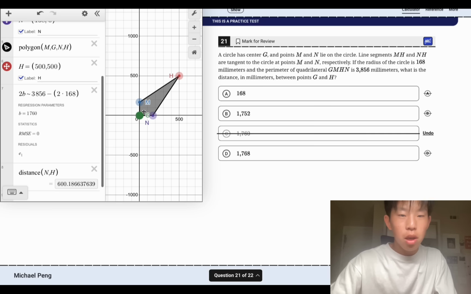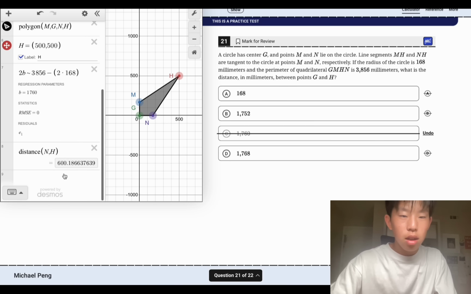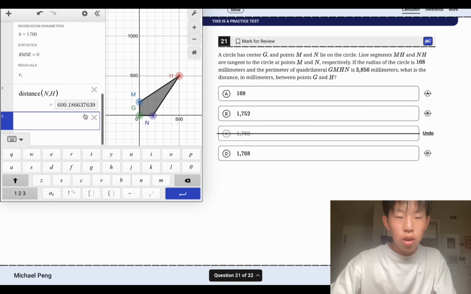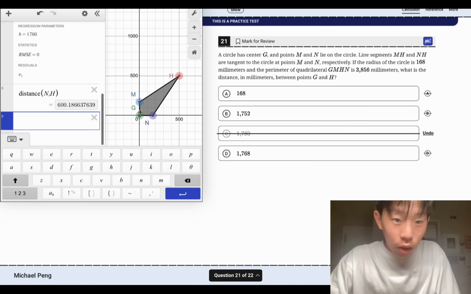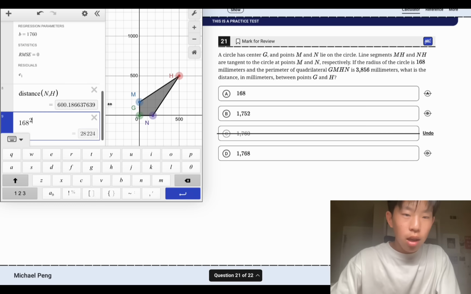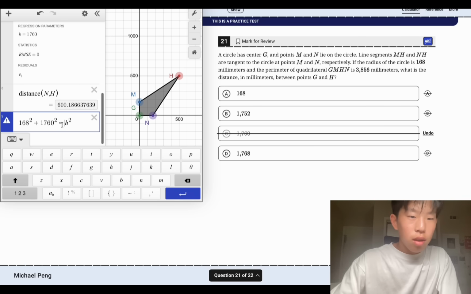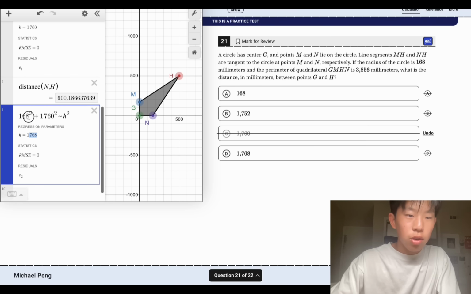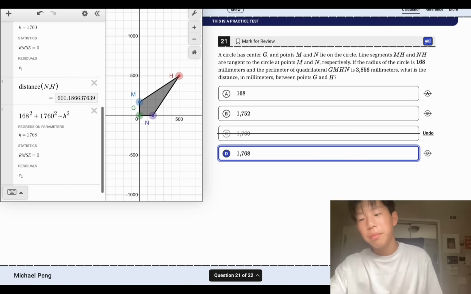So how do we find that? What we can do is actually make a triangle. We already have this side, and we're trying to find the diagonal. So we can use the Pythagorean theorem. Well, how big is this side? It's 168 according to this, correct? So it's 168 squared. And then we just found out that the distance from M to H is 1,760. And this equals the hypotenuse. So we're going to write H for hypotenuse. And then we're going to use regression, and it's going to tell us that the distance from G to H is 1,768. Okay? So that's our answer.